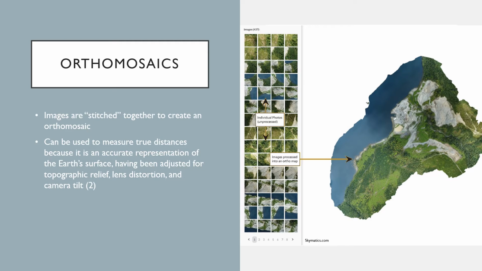Now, if we look at this example in the picture here on the right, we can see that 437 images were captured. Well, instead of looking through each of these images to try to find what we're looking for, we can go over to the right to see our orthomosaic and then display our entire project site, zoom in where we want to, and see everything as a whole.